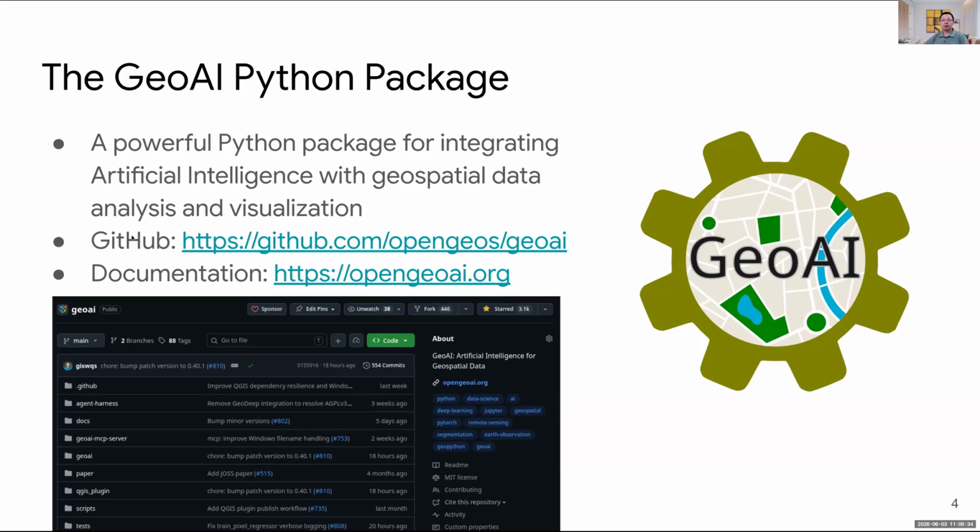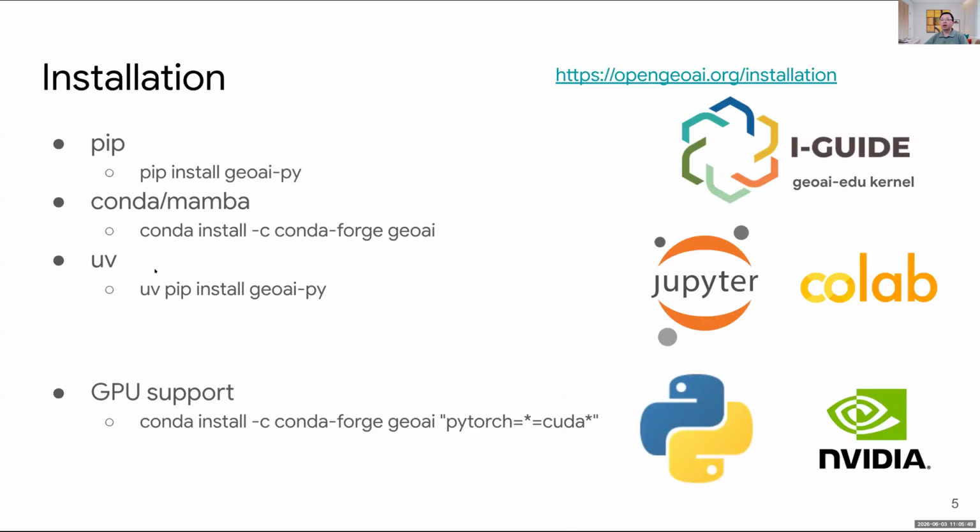And also there is a QGIS plugin, although it's not the focus of today's session. If you don't know coding, you can use the QGIS plugin to run geospatial AI without writing code directly, using the interface. And it's a Python package, so you can install it using pip or using conda. It has been pre-installed in the I-GUIDE platform, in the GeoAI EDU kernel. I'm going to show you how to utilize that later.